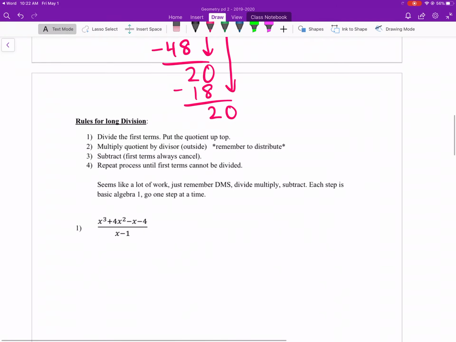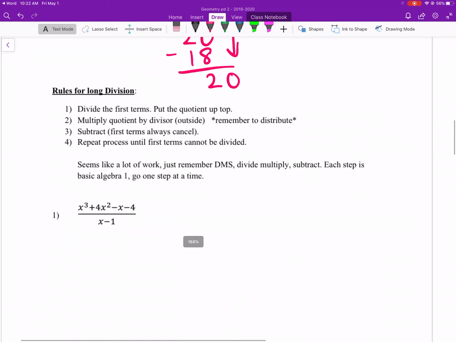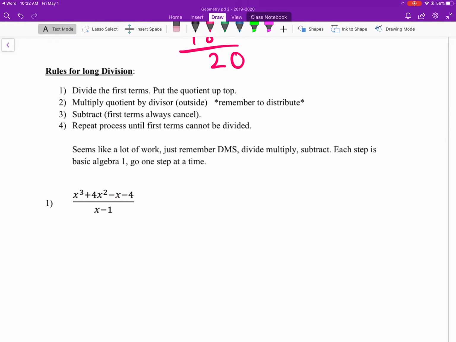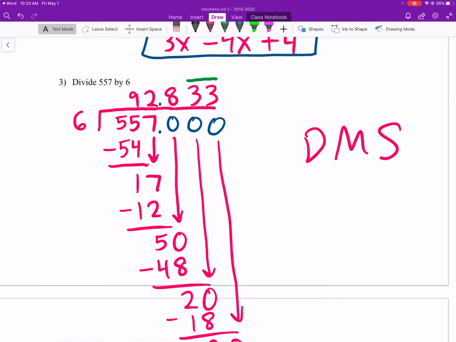Okay, so let's look at the steps for long division. Now we're talking about polynomials, so it gets a little more complicated. Number 1, divide the first terms. Put the quotient on top, just like we did here. We divided 6 into 55, the first terms.